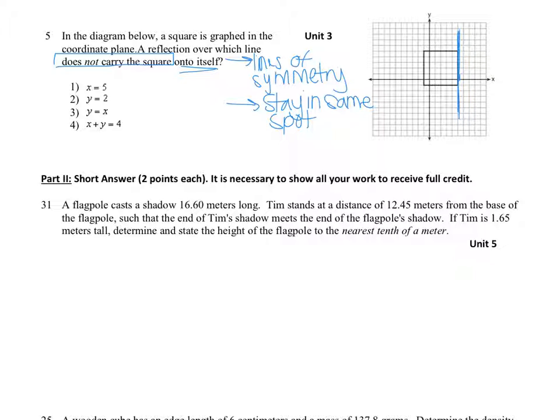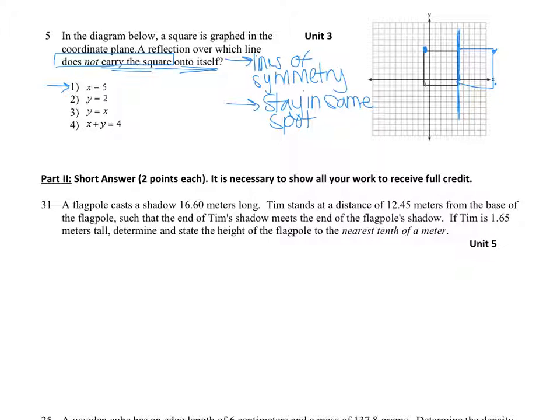If I reflect over that line, I have to count boxes. So this point, for example, is 6 away from the line, so I go 6 beyond it and I land over here. This one is 6 away from the line, so again 6 beyond it, and I land over here. Meaning my new square is over on the right side, which means it did not carry onto itself. So it looks like choice 1 might be the answer, but let's check out the other ones just in case.